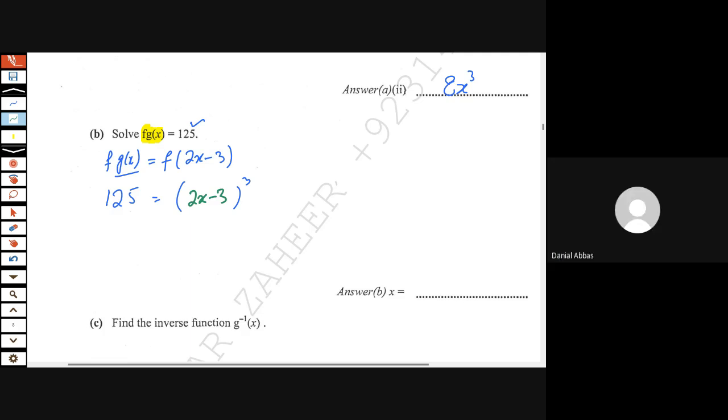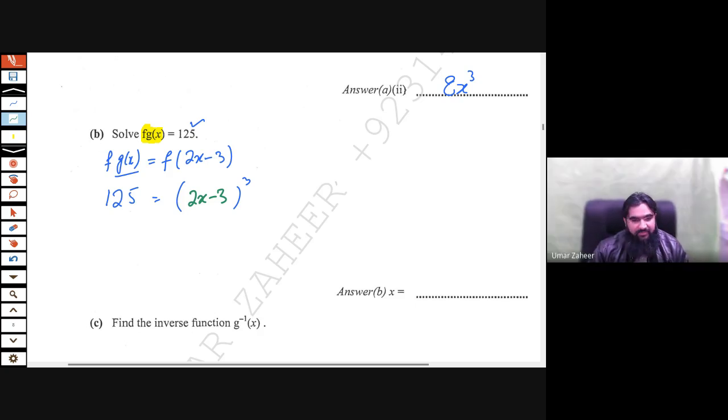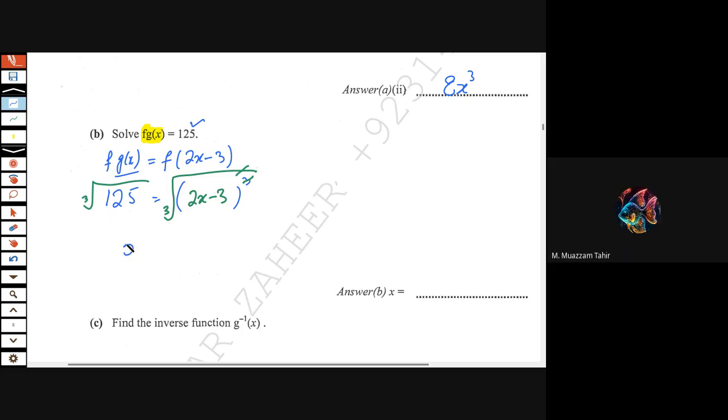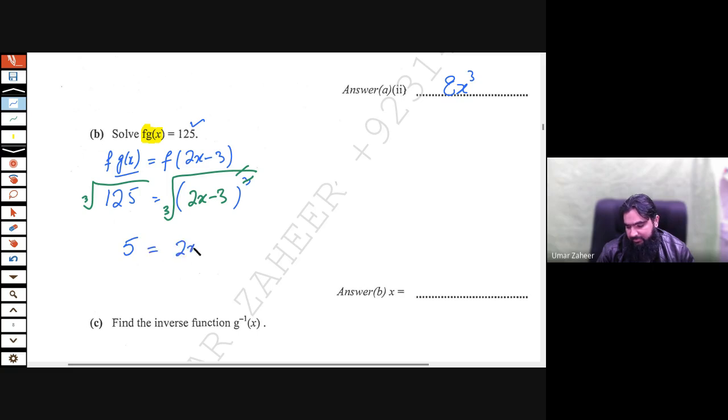Yes, Daniel? Cube root, sir, on 125. We have to find the value of x. So we will take the cube root on both sides to remove the cube from here. The cube and the cube root will be cancelled out, and the cube root of 125 is equal to 5. 5 is equal to 2x minus 3.